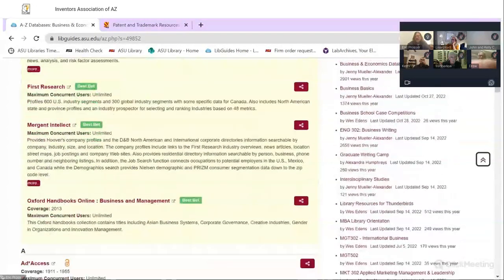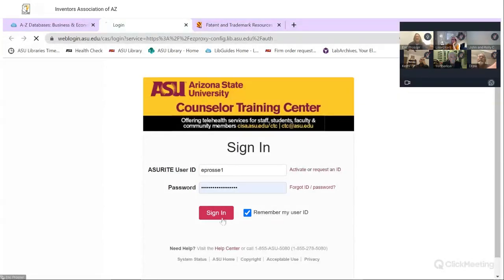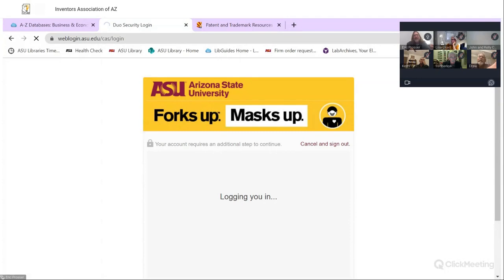One of them here is called Mergent. This is a pretty powerful database in looking at information. See, I have to log in. I'm doing this from home. It's making me log in. If I were on campus, that page would not show up. It would go directly to the database. And so we're going to get right in here.